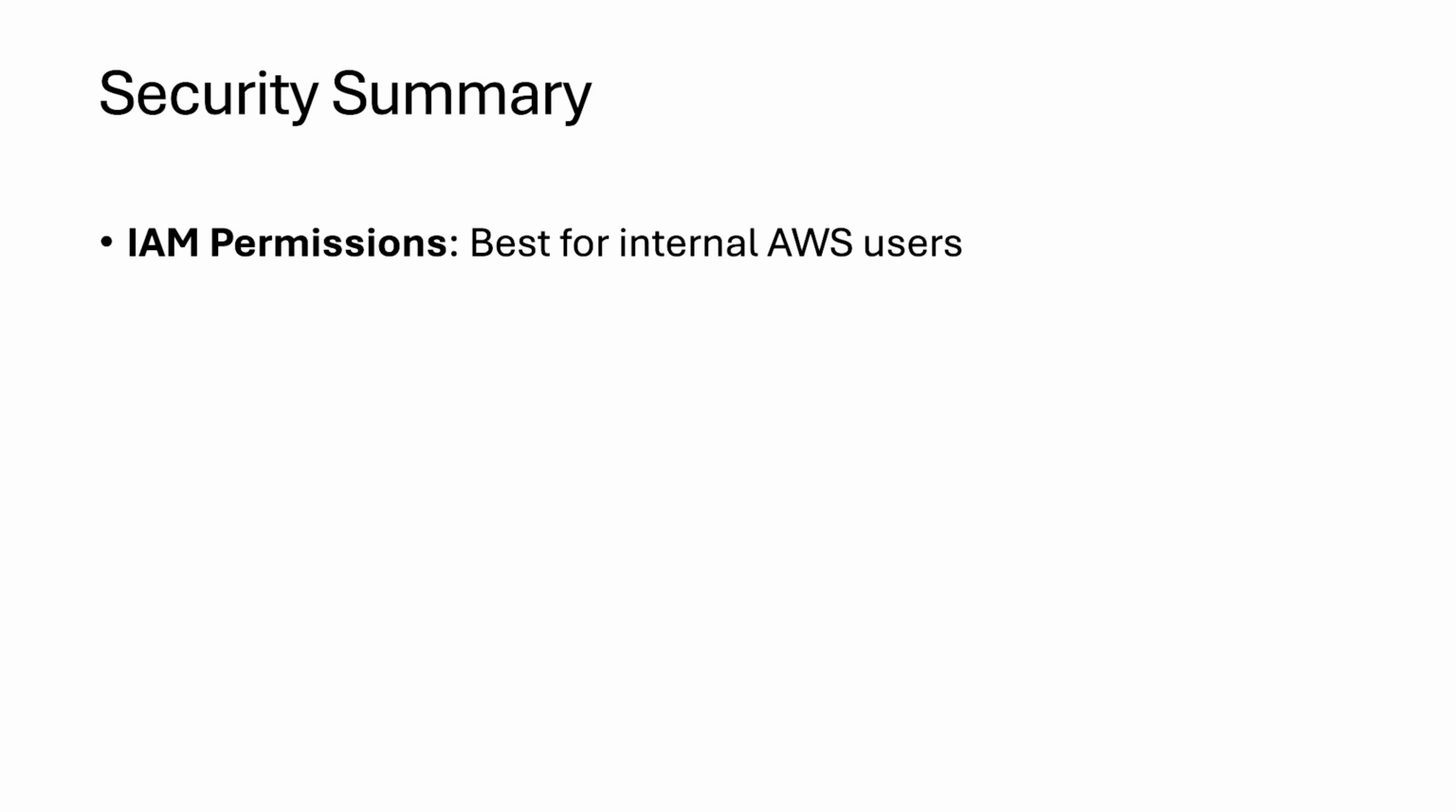Let's summarize the key points. So whatever we discussed, we will summarize. First thing is IAM permissions. Best for internal AWS clients and handles both authentication and authorization.